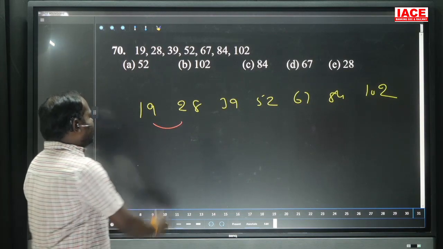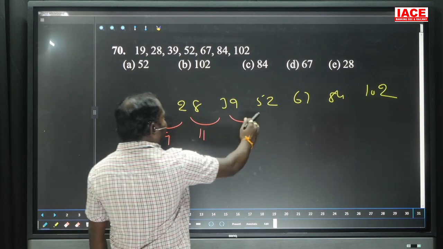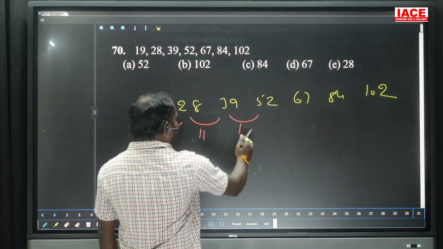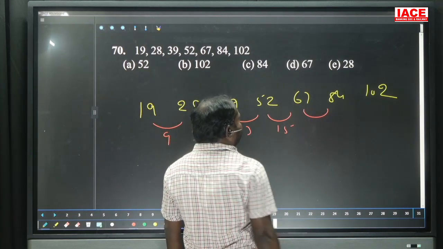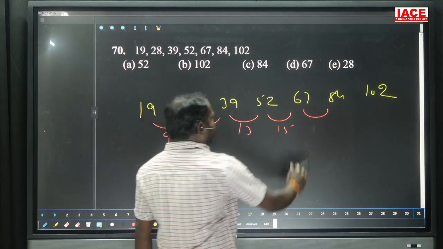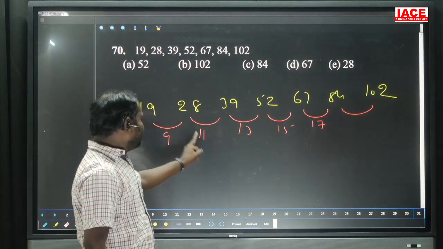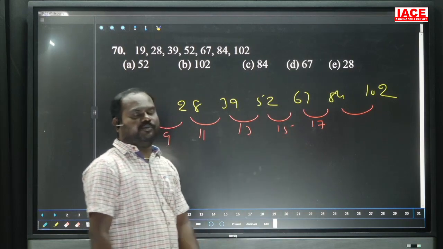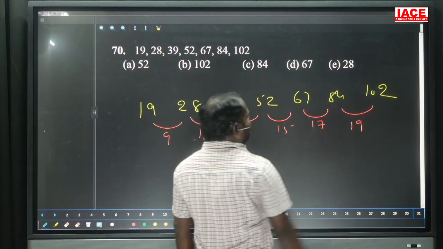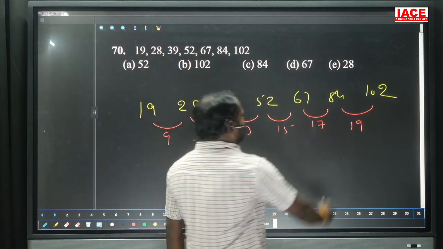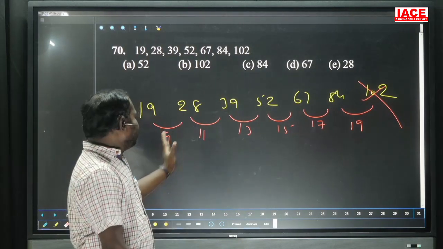19 plus 9 gives 28, and with 11 difference, 39. Then 13 difference gives 52, 15 difference gives 67, and 17 difference gives 84. If you observe the differences: 9, 11, 13, 15, 17, odd numbers. So the next difference should be 19. 84 plus 19 is 103. So it is a wrong number because the differences are odd numbers: 9, 11, 13, 15, 17.